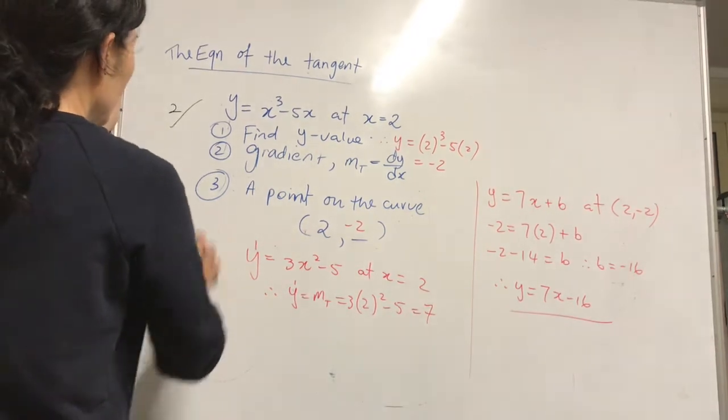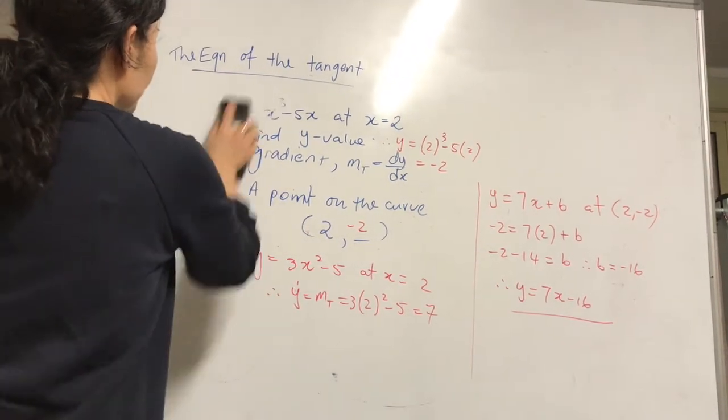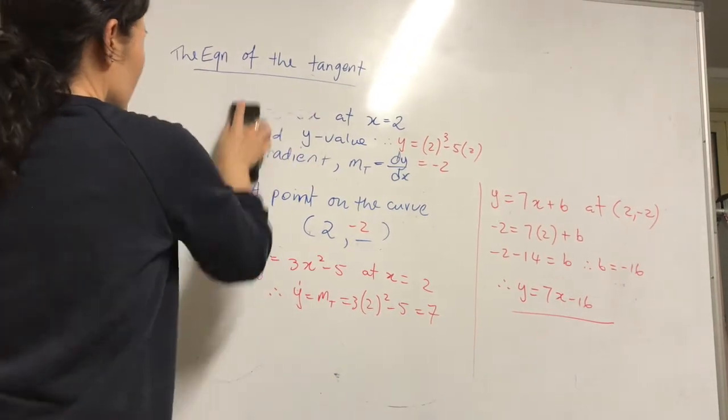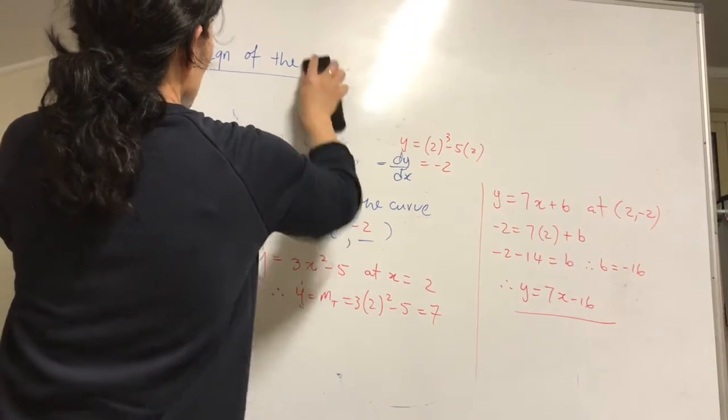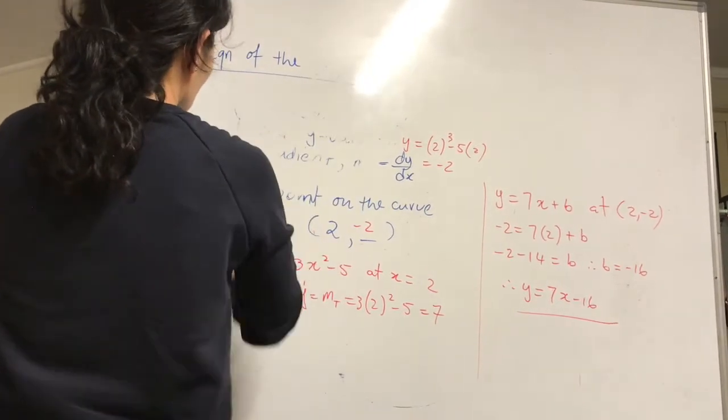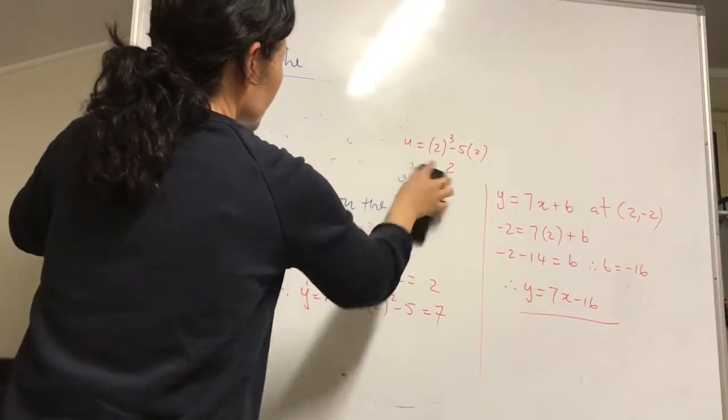Okay. Number 3. Now this time we're going to go with normal. Equation of normal.